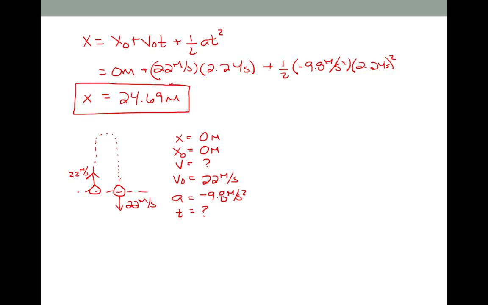Okay. If you think about the three equations now, the x equals x naught equation would allow me to find t. Not a problem.